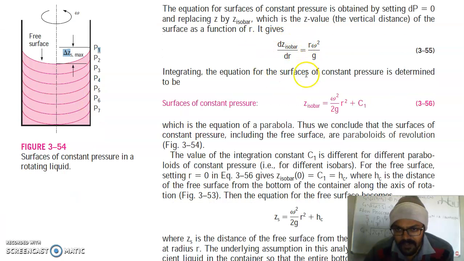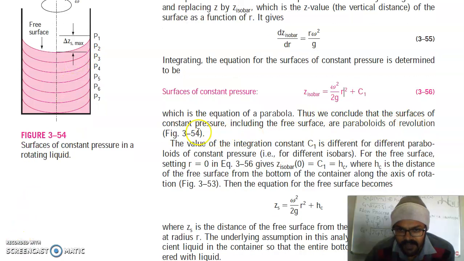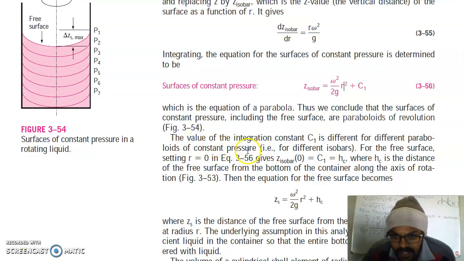Now if you integrate this equation, you will get z isobar equal to omega square by 2g r square plus C1, which is a constant of integration. This equation resembles the parabola equation, so this profile of the liquid represents a parabola. Thus we conclude that the surfaces of constant pressure, including the free surface, are paraboloids of revolution. The value of the integration constant C1 is different for different paraboloids of constant pressure.